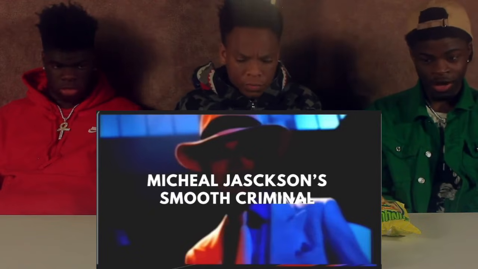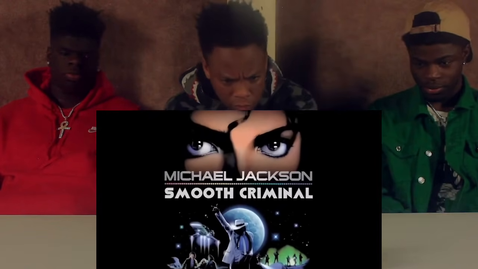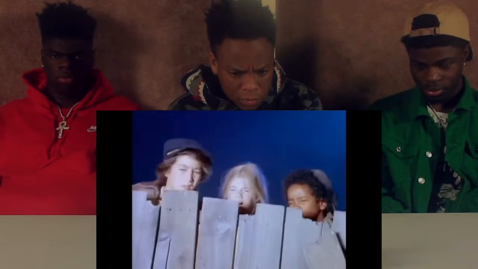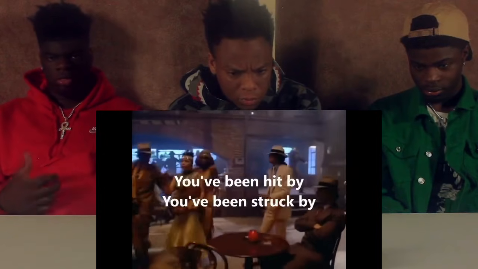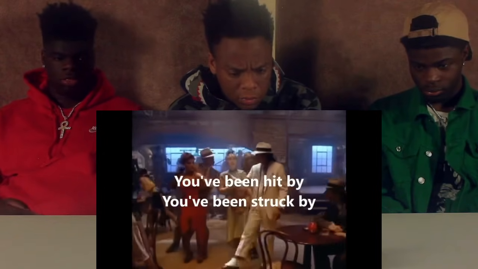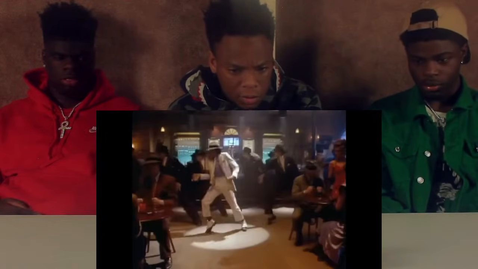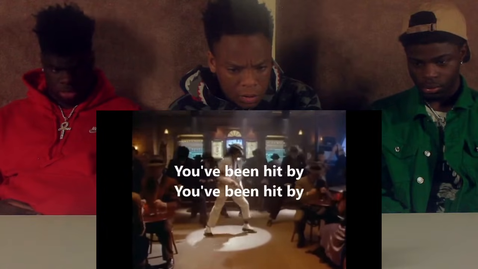Michael Jackson's Smooth Criminal. This one is definitely controversial. Most of you have probably already heard the song Smooth Criminal by the King of Pop, Michael Jackson, right? Well, how do you remember the bridge of the song going? Is it "you've been hit by, you've been struck by a smooth criminal"? Is that how you remember it? Well, it actually states in the original recording, "you've been hit by a smooth criminal."